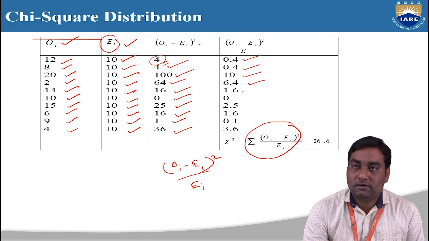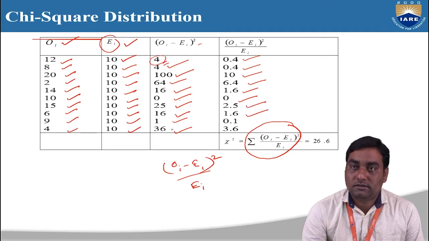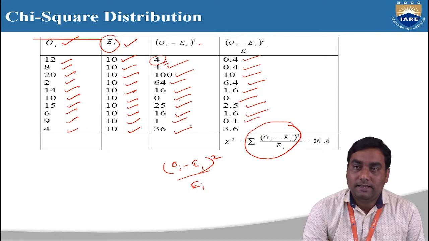16 by 10, 1.6. 0 by 10, 0. 25 divided by 10, 2.5. 16 divided by 10, 1.6. Similarly, 1 divided by 10, 0.1. 36 by 10, 3.6. So we got the values of OI minus EI whole square by EI for all terms.